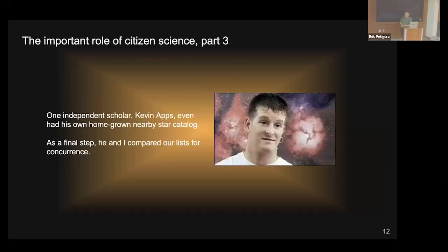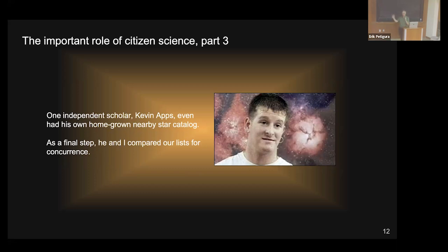Another thing happened, which was quite serendipitous, and that was we had one of our citizen scientists who calls himself an independent scholar. This is Kevin Apps. He came to us and he said, I got a master's in astronomy and I kind of dropped out because I really didn't like the research part. But he said, I've been keeping this catalog on my own time of all the stars within 100 parsecs of the sun, and I'm pretty sure it's complete within 30. Would you like to take a look at it? I'm like, oh, yes. And he came up right about the time I was finishing this.